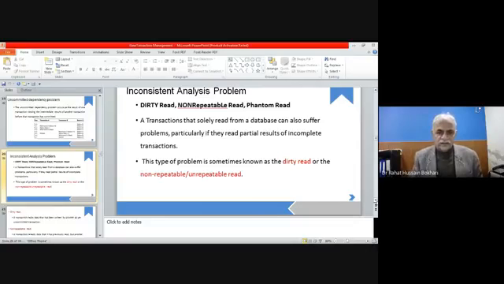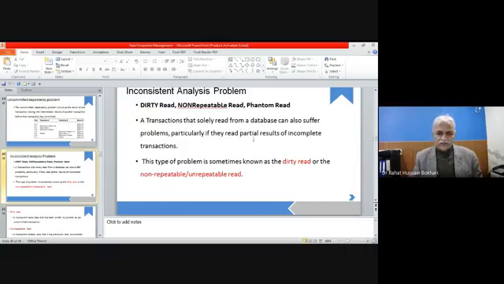The third one, inconsistent analysis problems. For that, we have dirty read, non-repeatable read, and phantom read. The three reads, we have to see. A transaction that only reads from a database can also suffer problems, particularly if it reads partial results of an incomplete transaction. It only says that although we are not updating the data, we are just accessing the data, reading the data from a database.